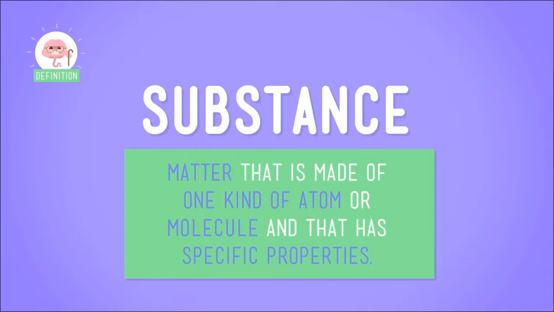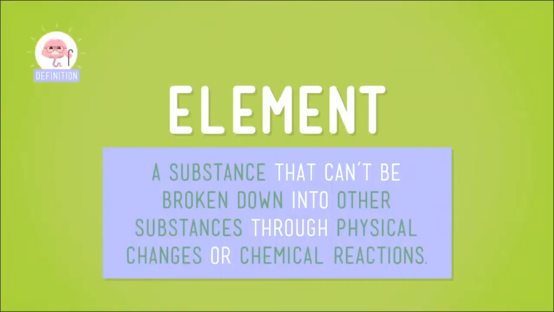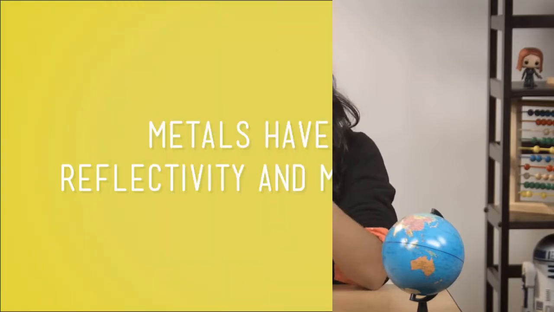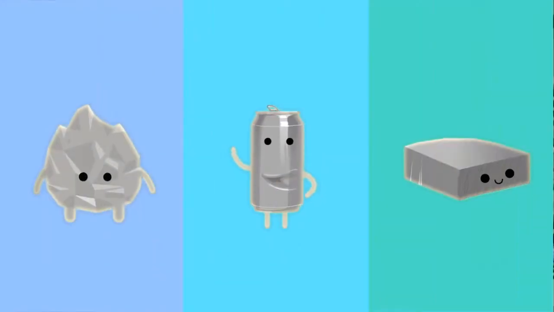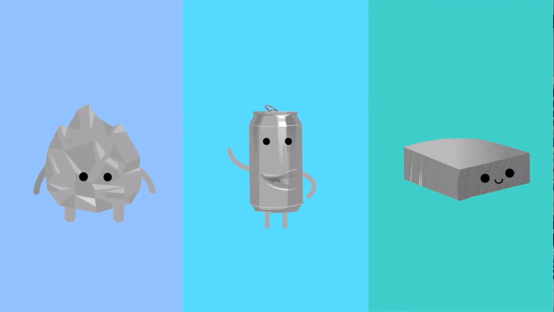We already know that a substance is matter that's made of one kind of atom or molecule, and that has specific properties, and that some substances are elements, which means they can't be broken down into other substances through physical changes or chemical reactions. We also know that we can group substances and elements by their properties, like we found that all of the metal things from the bottom of my backpack were shiny and attracted to a magnet. So, metals have high reflectivity and magnetivity. What else do we know about metals? If we think back to our lunch investigation, we know that metals are good conductors of heat and electricity, and metals are often silver or gray in color.